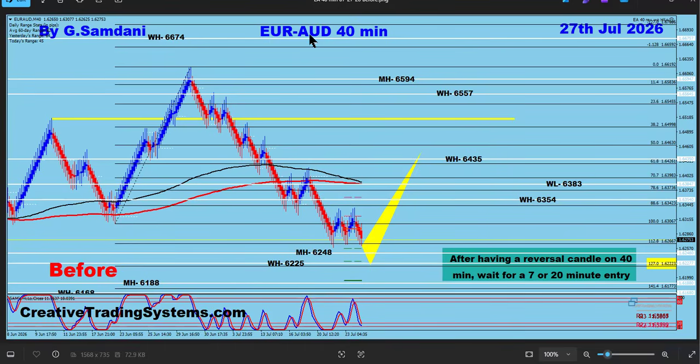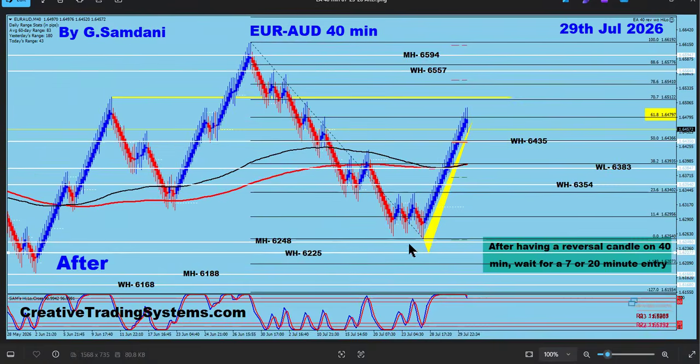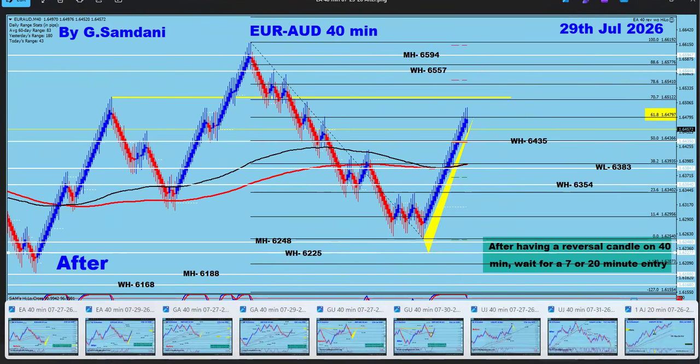This is a pound Aussie. I mean, Euro Aussie, right? Euro Aussie. Look, I have my fib there, and I said from here it's going to go here. What happened to this chart later on? Exactly what I said. How did that happen, right? Now, you can say that this is just a fluke, right?